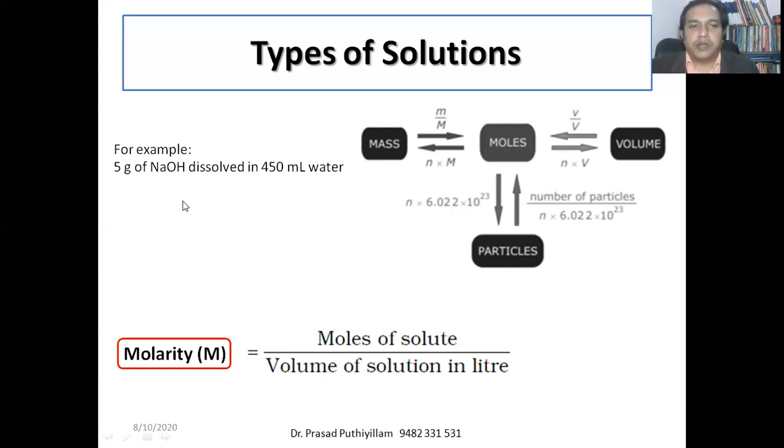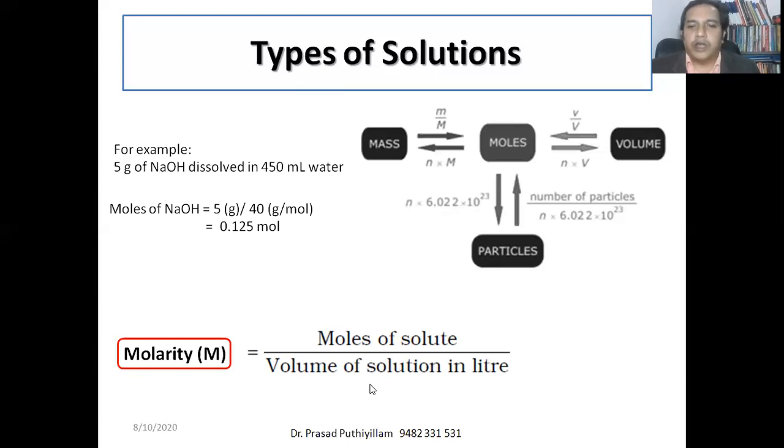So 5 gram of sodium hydroxide is dissolved in 450 ml of water. Then what is the molarity of sodium hydroxide? First we have to calculate the number of moles of solute. The solute here is sodium hydroxide. Number of moles is calculated as mass by molar mass. The molar mass of sodium hydroxide is 40, the combined mass of sodium, oxygen and hydrogen. So 5 upon 40, that is 0.125 mole. Number of moles we got.